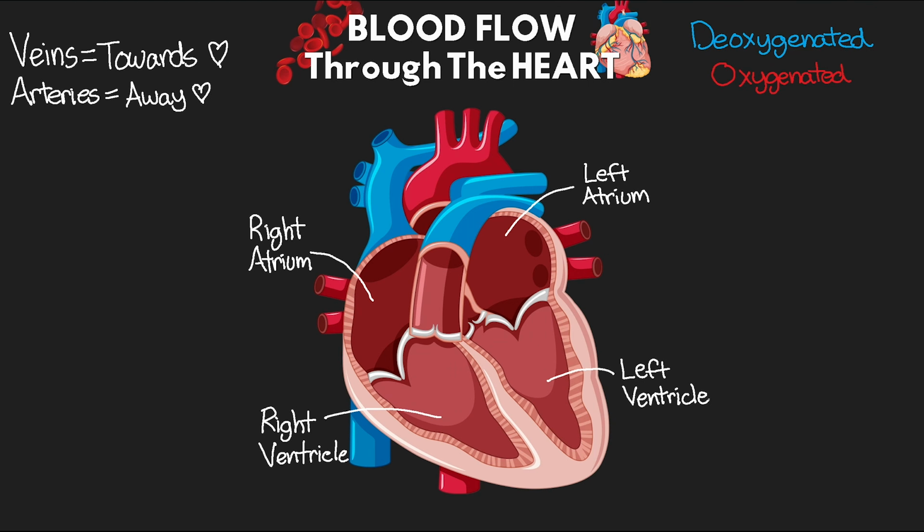The heart can also be divided up into the right and left sides. The right side is responsible for deoxygenated blood going right to the lungs, and the left side is responsible for oxygenated blood that has just left the lungs.